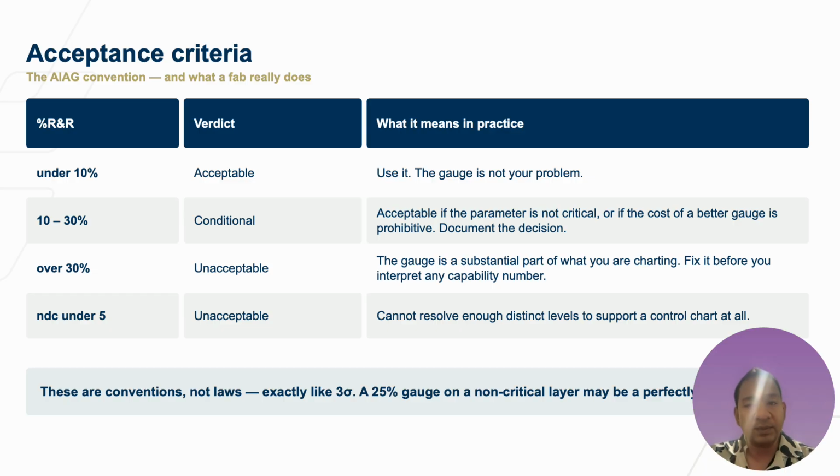Below 5, which we will define at the moment, is unacceptable for a different reason. These are convention, not laws, exactly like 3 sigma. They are chosen as a reasonable balance for a particular industry. A 25% gauge on a non-critical upper metal layer may be a perfectly rational engineering decision. A 10% gauge on the gate CD may not be good enough.